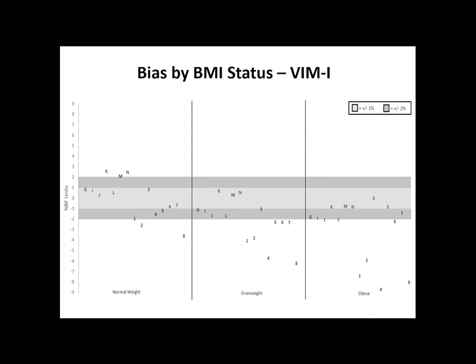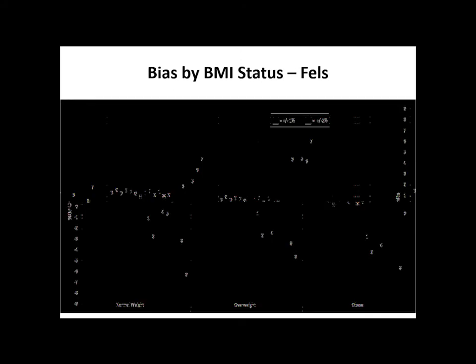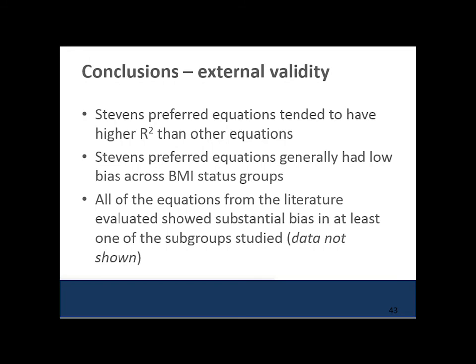All right, so this is the results from VIM1. When I forward the slide, it turns black. All right, this is the data from FELS, trust me. It shows basically the same thing. Okay, so conclusions on external validity. We found our equations tend to perform better than the other equations. That was the general conclusion.